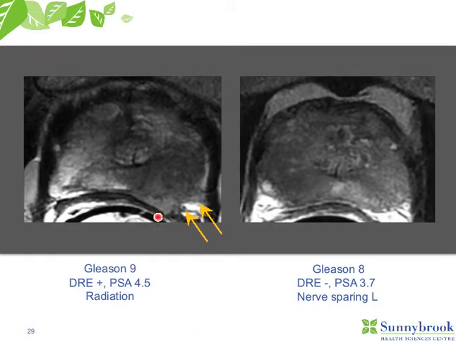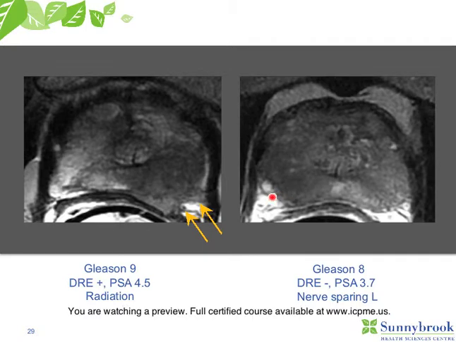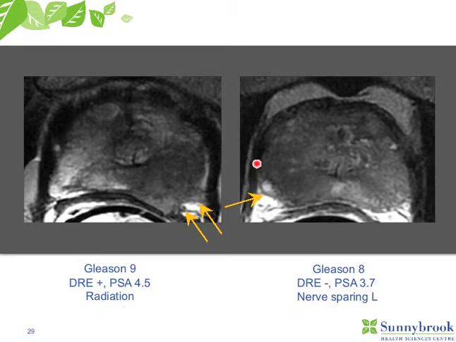Here's a very advanced case. Again, these are obvious cases of extraprostatic disease with an endorectal coil. These were done at 3 Tesla, and you can see this clear-cut tumor on the patient's left side, high-grade, high-risk Gleason 9 disease. Here we have extraprostatic extension that extends out laterally on the right side. This patient was DRE negative, Gleason 8.